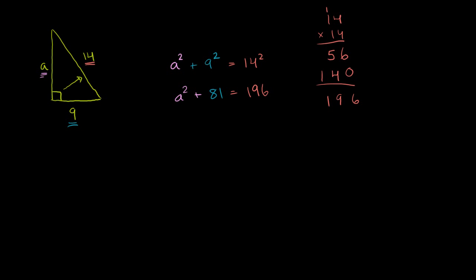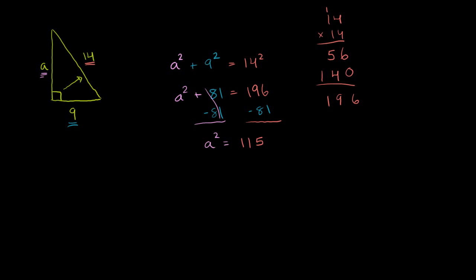Then we could subtract 81 from both sides of this equation. On the left-hand side, we're going to be left with just the a squared. These two cancel out. Whole point of subtracting 81. So we're left with a squared is equal to 196 minus 81. What is that? 196 minus 81. If you just subtract 1, it's 195. You subtract 80, it'd be 115. If I'm doing that right. Right, it would be 115.